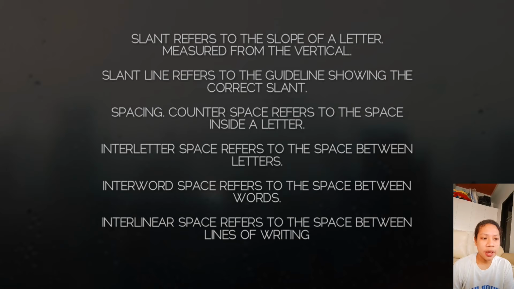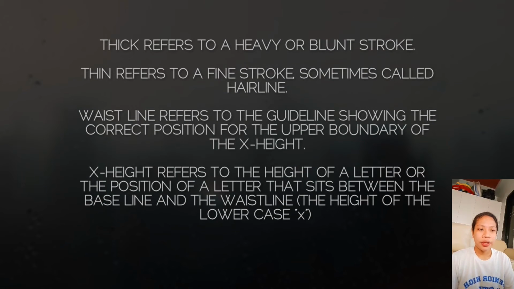Spacing: counter space refers to the space inside a letter. Interletter space refers to the space between letters. Interword space refers to the space between words. Interline space refers to the space between lines of writing. Thick refers to a heavy or blunt stroke. Thin refers to a fine stroke, sometimes called hairline. Waistline refers to the guideline showing the correct position for the upper boundary of the x-height. X-height refers to the height of a letter or the part of a letter that sits between the baseline and the waistline, the height of the lowercase x.